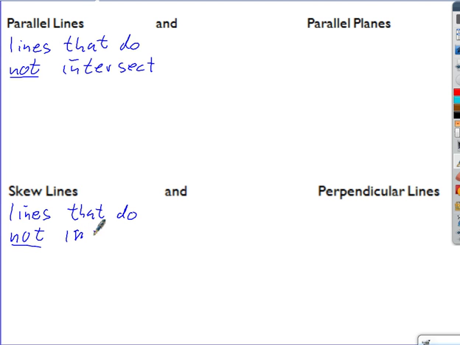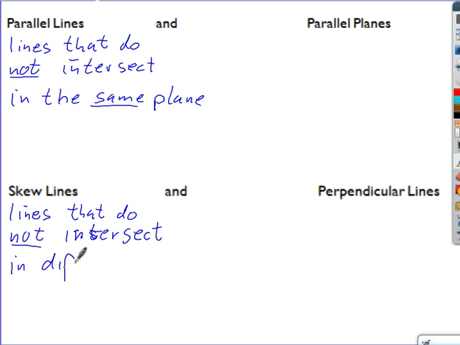Now, where are skew lines and parallel lines different? Parallel lines are in the same plane. Skew lines are in different planes. This is kind of difficult to imagine just like that. We have to think three-dimensionally. We have to think about a three-dimensional space.